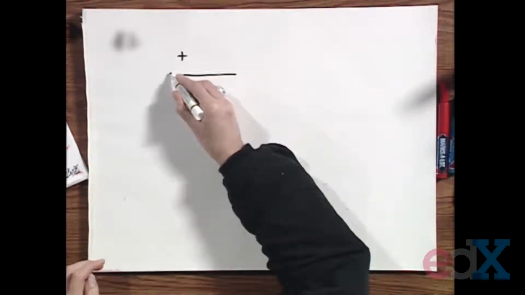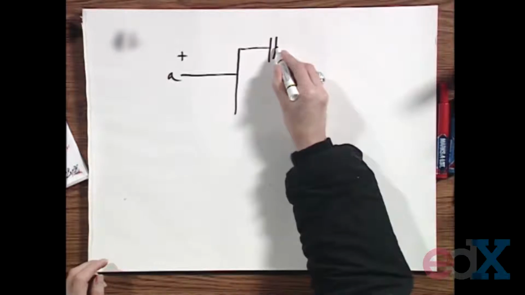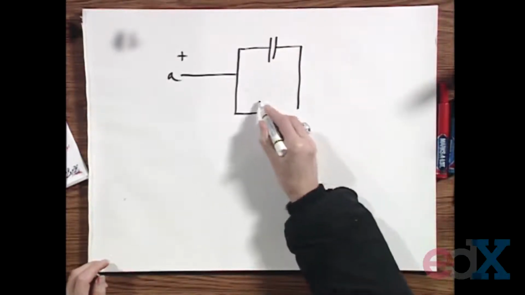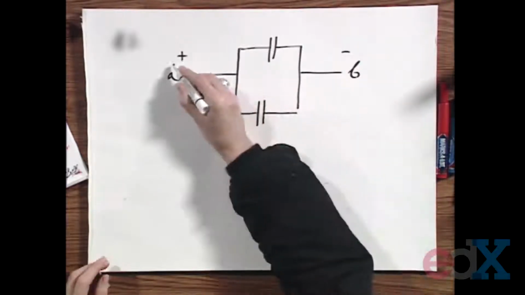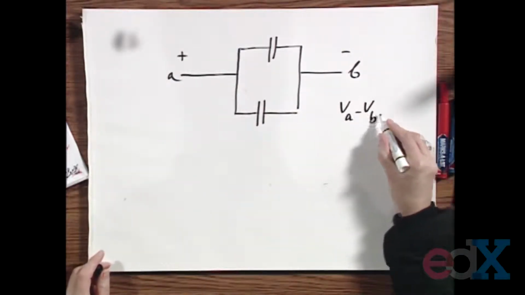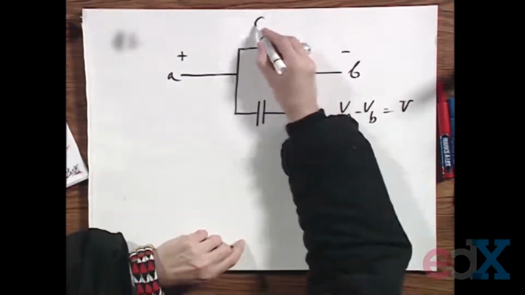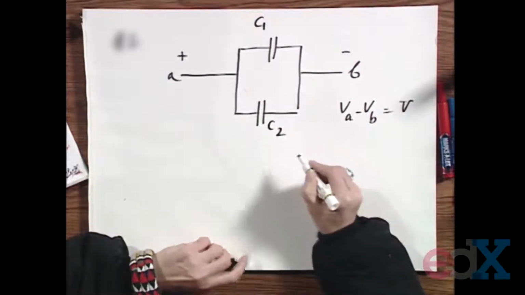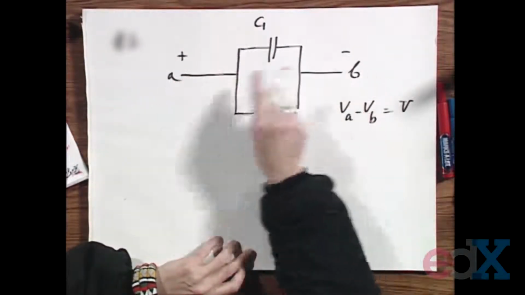If I have here what we call a set of parallel capacitors, point A, point B, and VA minus VB, let's call it V, higher here than there. And this capacitance is C1 and this capacitance is C2. They both see the same voltage.